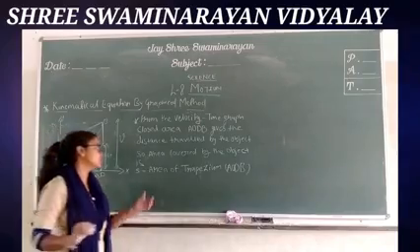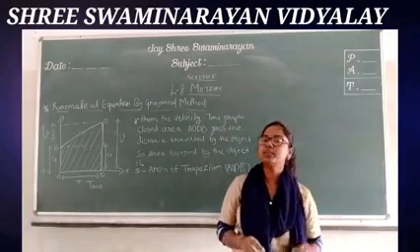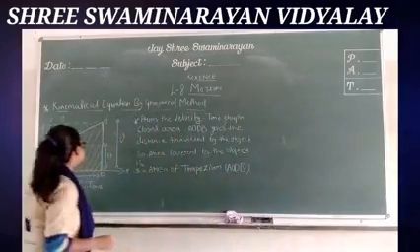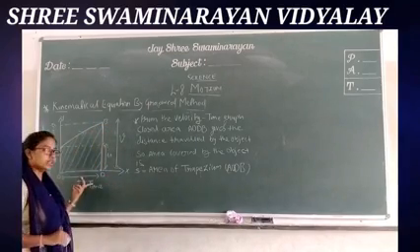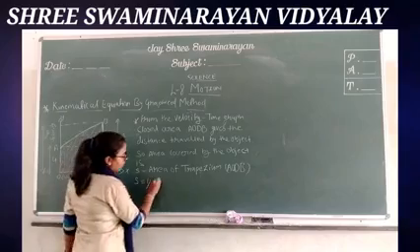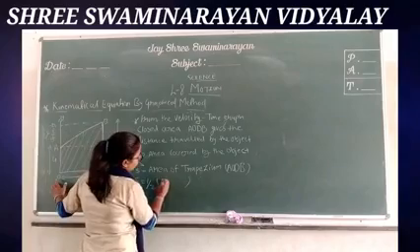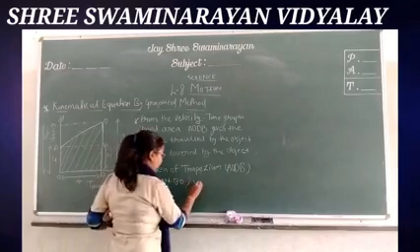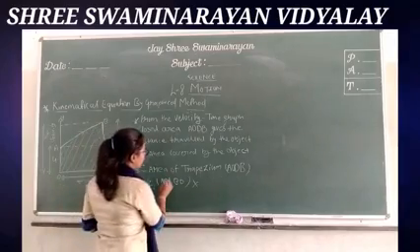Now you know that students, the formula of area of trapezium, that is half sum of the parallel sides multiplied by the height. So in this case, parallel sides are AO and BD and height is OD. Now let's put S is equal to half sum of the two parallel sides, that is AO plus BD multiplied by height, that is OD.